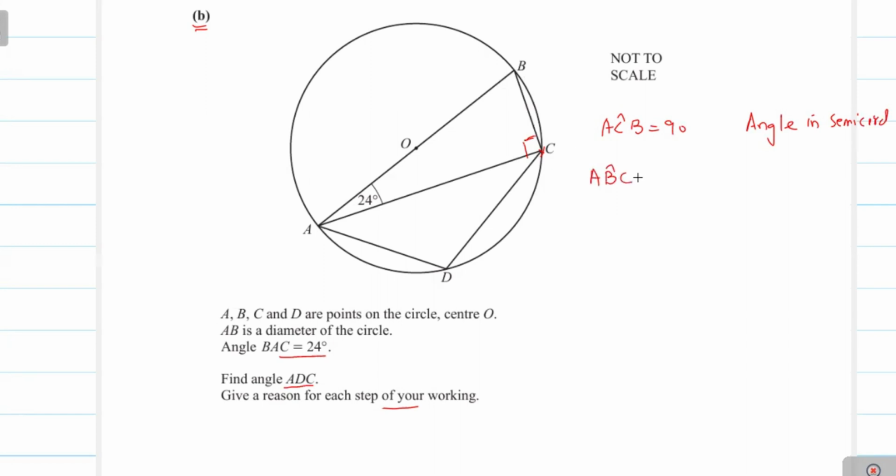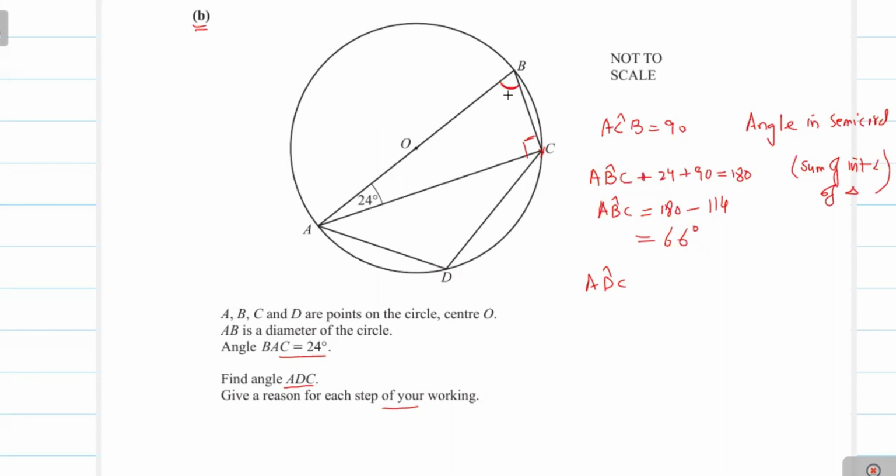Next is the angle ABC. This angle is an interior angle of a triangle. You know the sum of interior angles of a triangle equals 180. Now ABC plus 24 plus 90 equals 180. We write here: sum of interior angles of a triangle. Here ABC will be equal to 180 minus 114, and this will be equal to 66 degrees. To find angle ADC, you see here ABCD is a quadrilateral, a cyclic quadrilateral.